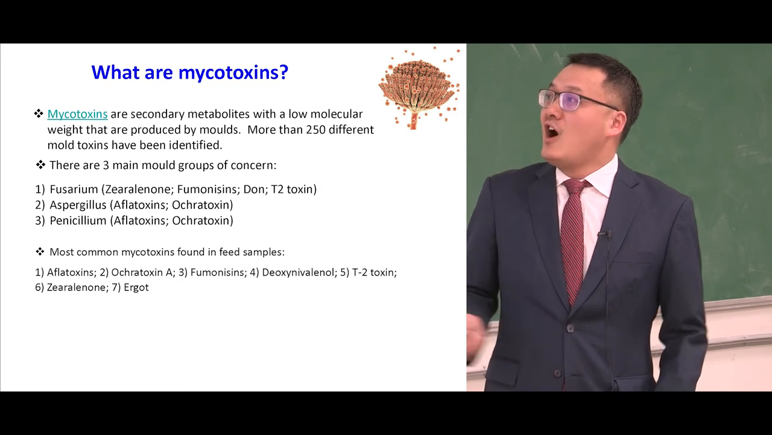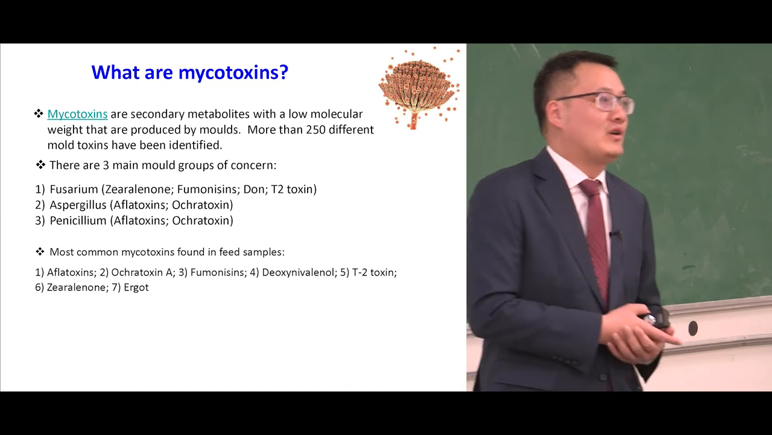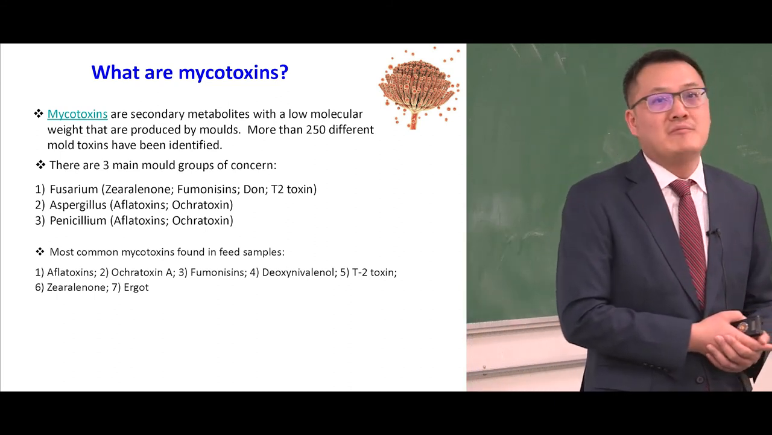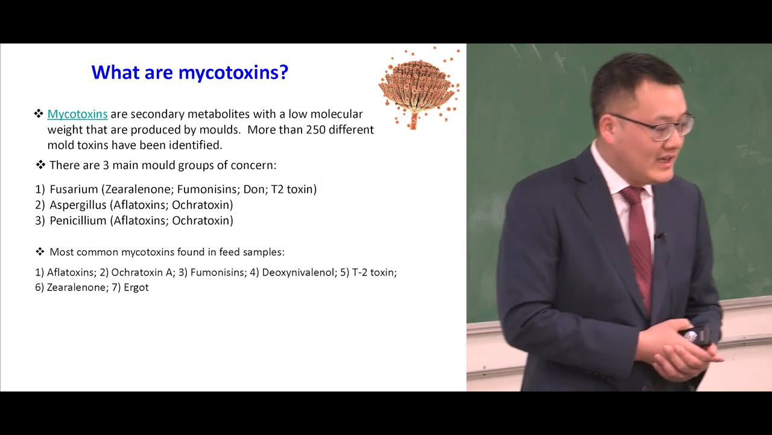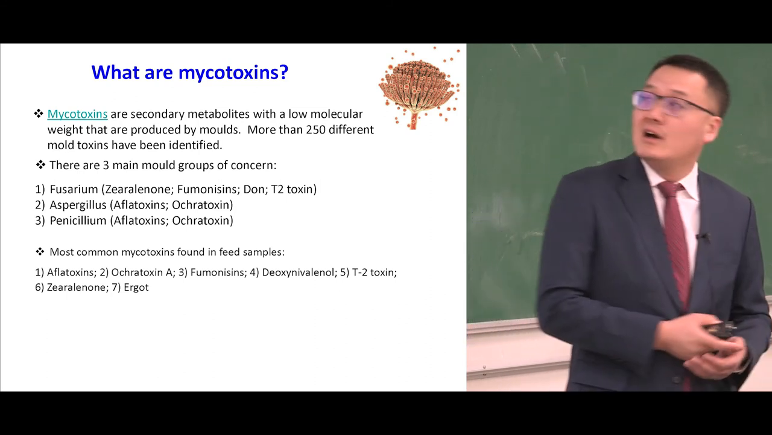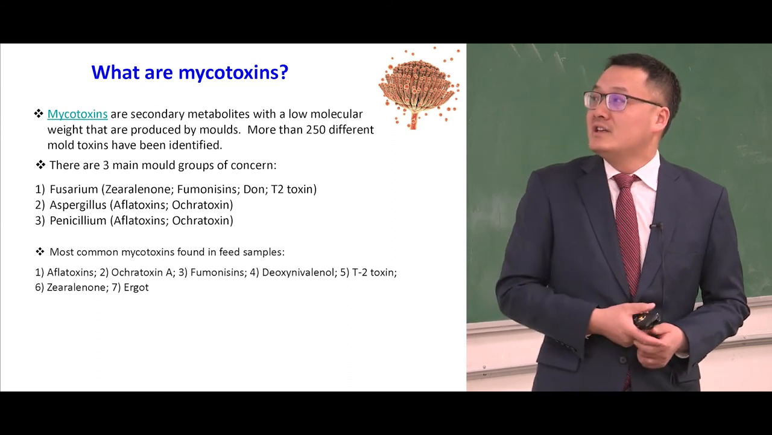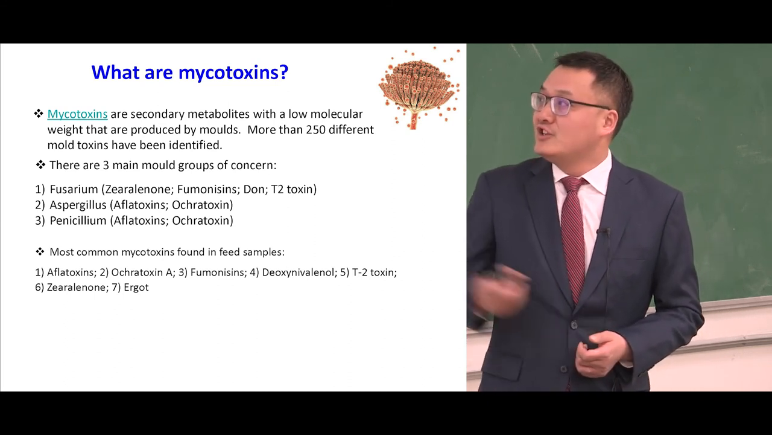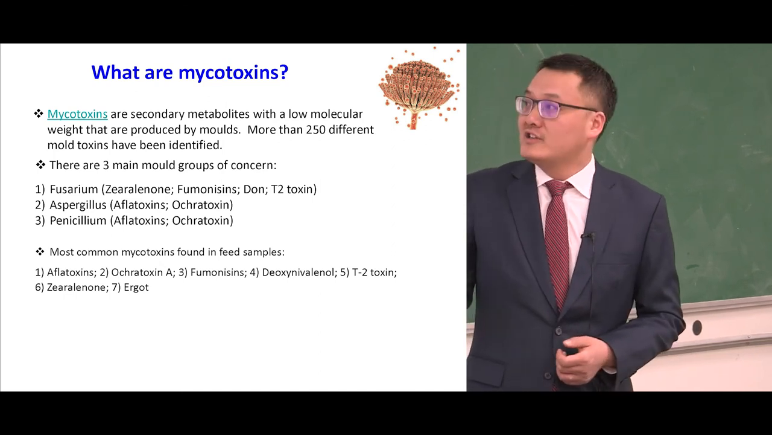So for the most common mycotoxins found in feed samples, there are mainly seven types of mycotoxin that contaminate feed and feed ingredients. The first one is aflatoxins, and the second one is ochratoxin, and fumonisin, deoxynivalenol, zearalenone, and T2 toxin, and ergot as well.